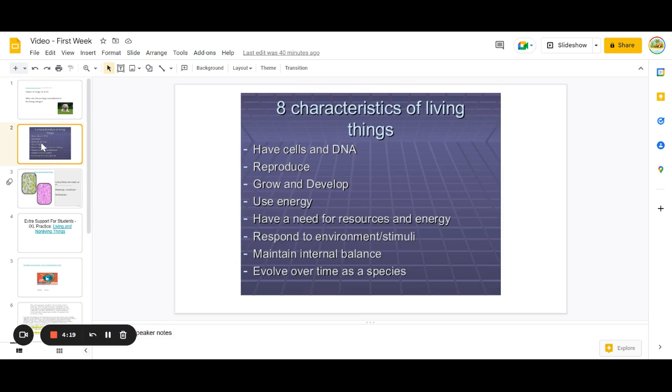We went through each of the characteristics. They needed to know that all living things have cells and DNA, reproduce, grow and develop, use energy, have a need for resources and energy, respond to environmental stimuli, maintain internal balance, homeostasis, and evolve over time as a species.